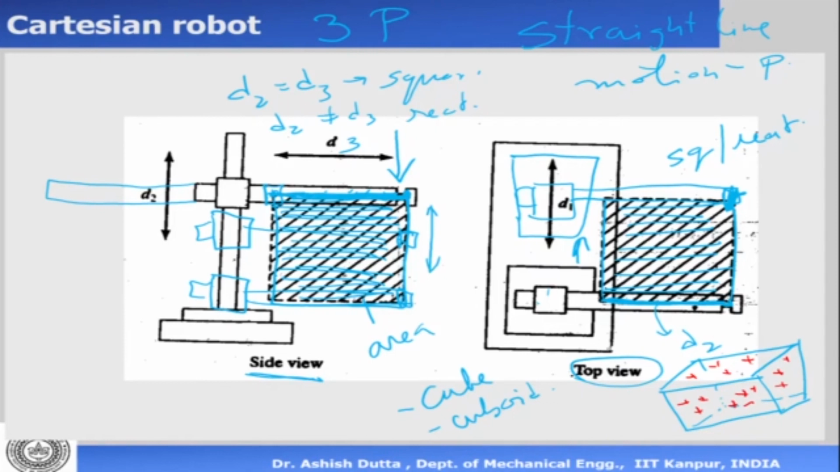So what is the shape of the work volume of a Cartesian robot? It is a cube or a cuboid. Okay, Cartesian robot, three prismatic joints. Please draw it by yourself and understand how we got this cube or cuboid.